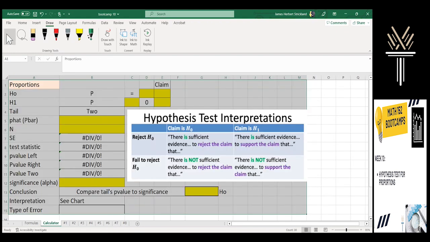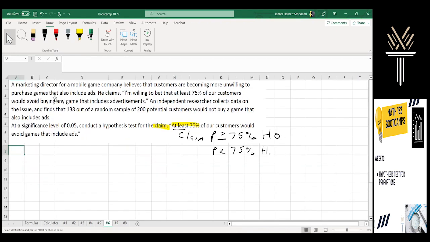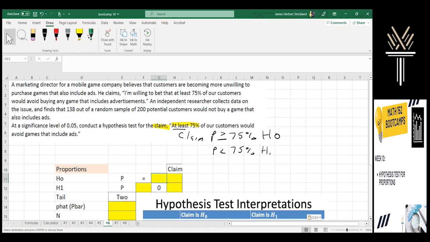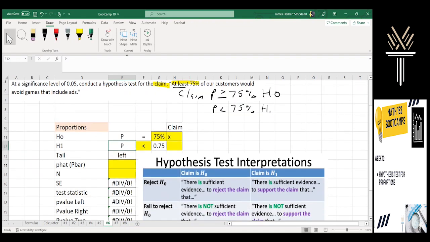Let's go grab our calculator, copy, paste it somewhere, and start filling in. 75%, claim was the null, and we want less than. So of course, this means we're going to do a left-tailed test. So we care about that p-value right there.